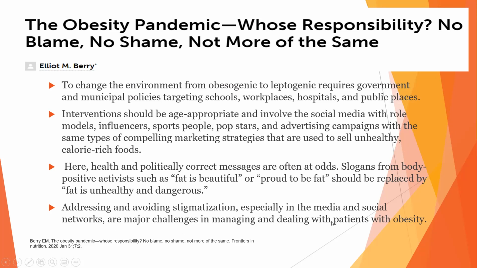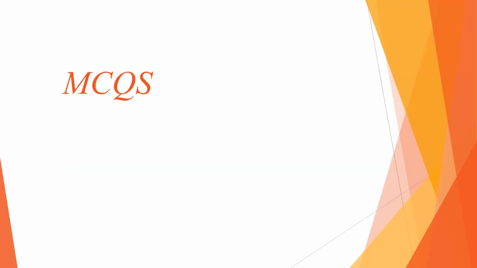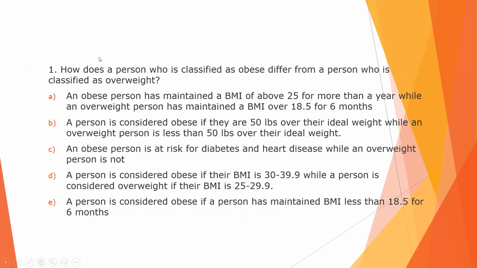So now it's time for the MCQs. MCQ number 1 is, how does a person who is classified as obese differ from a person who is classified as overweight? A, an obese person has maintained a BMI above 25 for more than a year, while an overweight person has maintained a BMI over 18.5 for 6 months.